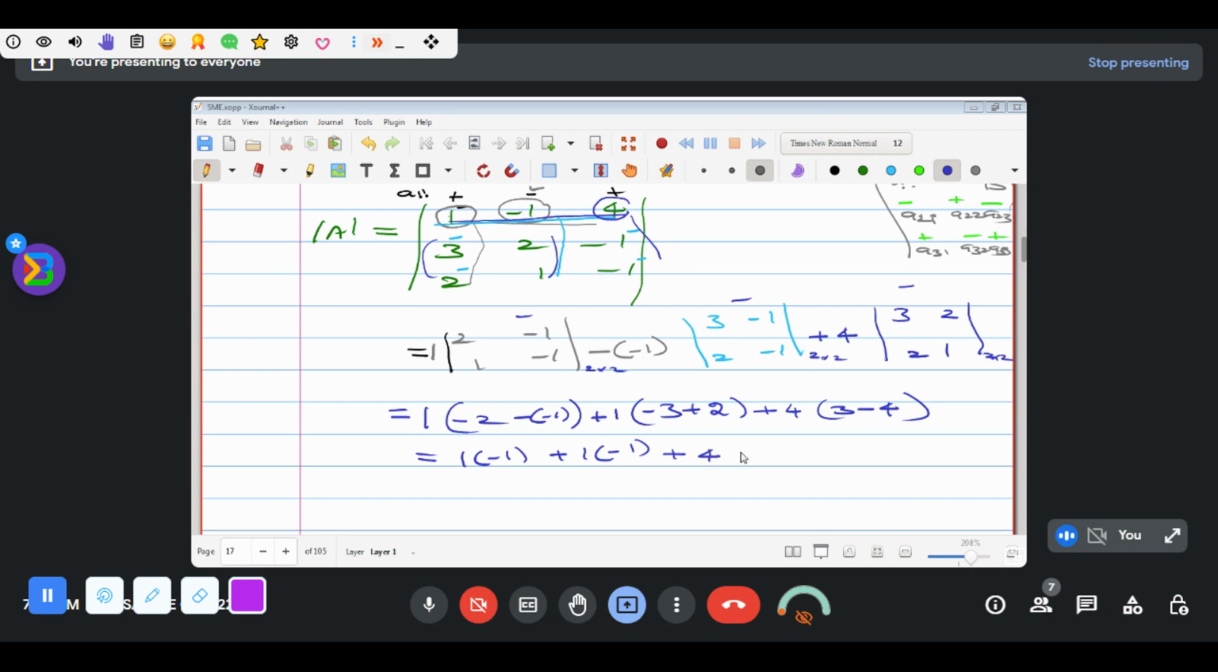Plus 4 into, how much? 3 minus 4, which is minus 1. Therefore 1 into minus 1 is minus 1, and 4 into minus 1 is minus 4. That is equal to minus 6. This is called the determinant of A, which is a 3 by 3 matrix.